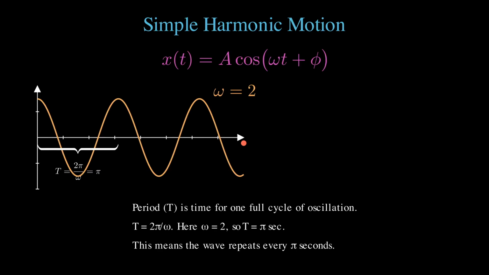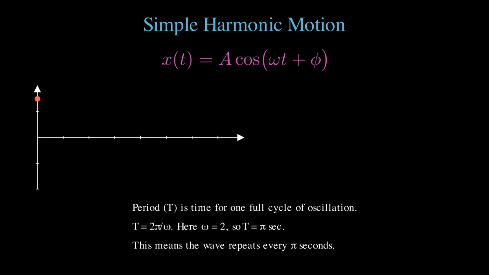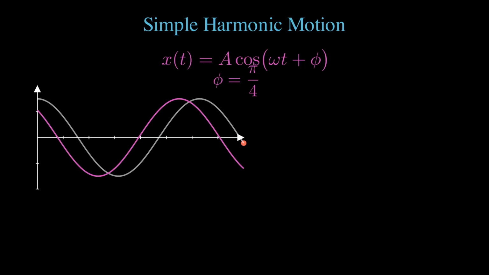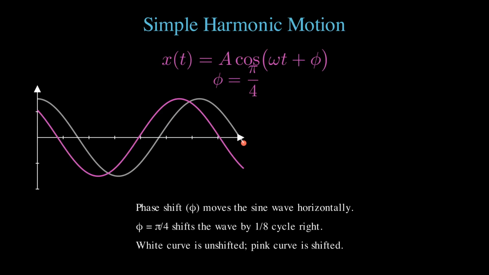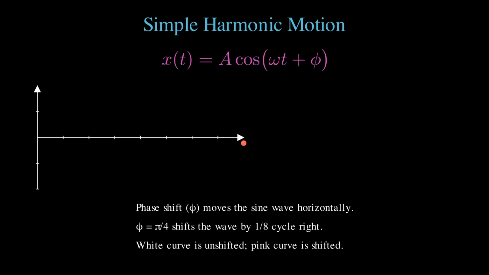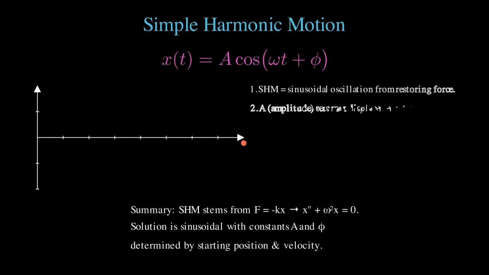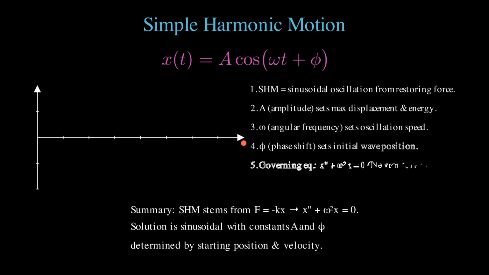Phase shift phi moves the wave horizontally. Phi equals pi over 4 shifts the wave by 1/8 of a cycle to the right. The white curve is unshifted. The pink curve is shifted. In summary, simple harmonic motion stems from the restoring force F equals minus kx. This leads to the differential equation x double prime plus omega squared x equals 0. The solution is sinusoidal with constants A and phi. These constants are determined by the starting position and velocity. The final solution is x of t equals A cosine of omega t plus phi.